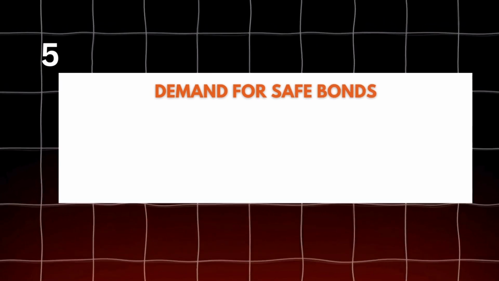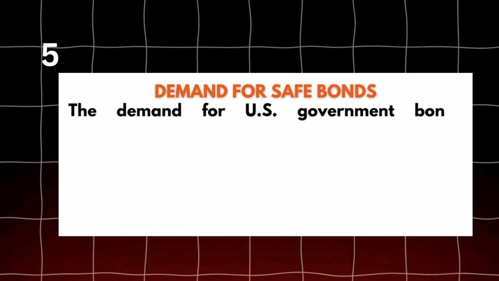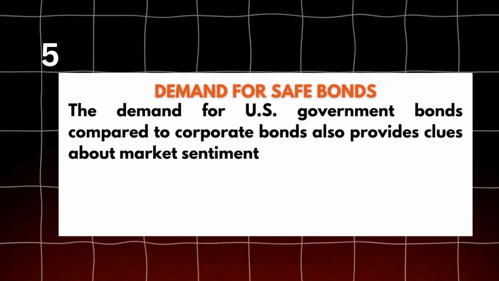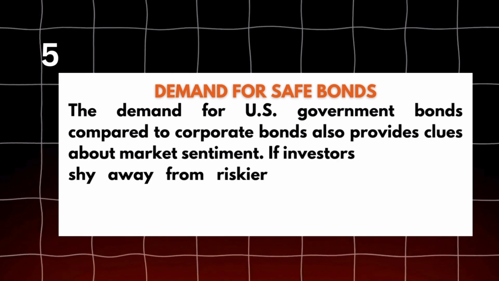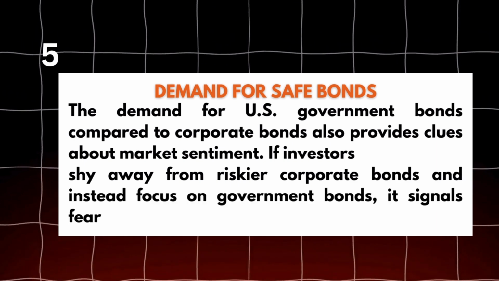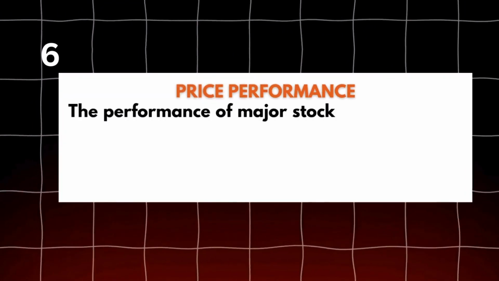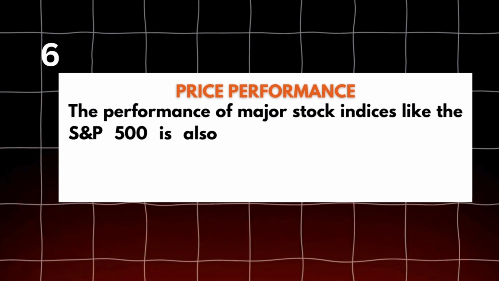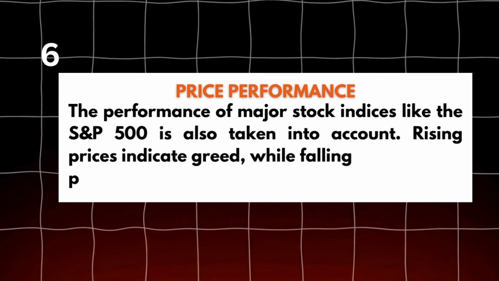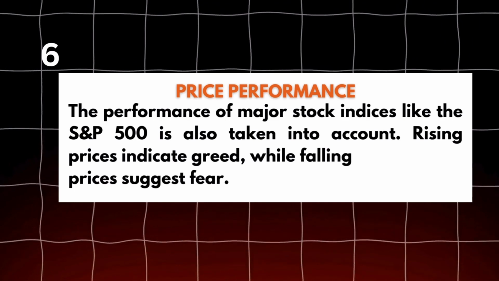5. Demand for safe bonds. The demand for U.S. government bonds compared to corporate bonds also provides clues about market sentiment. If investors shy away from riskier corporate bonds and instead focus on government bonds, it signals fear. 6. Price performance. The performance of major stock indices like the S&P 500 is also taken into account. Rising prices indicate greed, while falling prices suggest fear.